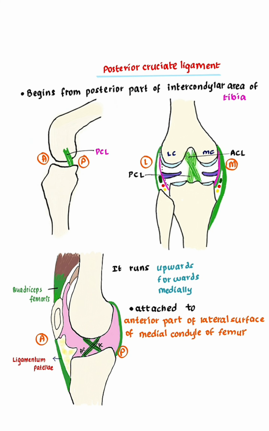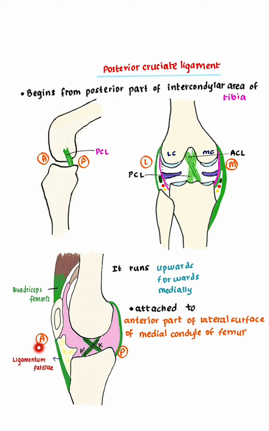Posterior cruciate ligament. Posterior cruciate ligament is attached to posterior part of tibia. It begins from posterior part of intercondylar area of tibia. If you see the direction of posterior cruciate ligament, it is going upwards. Both are going upwards. Posterior cruciate ligament is going upwards and it is going forwards.